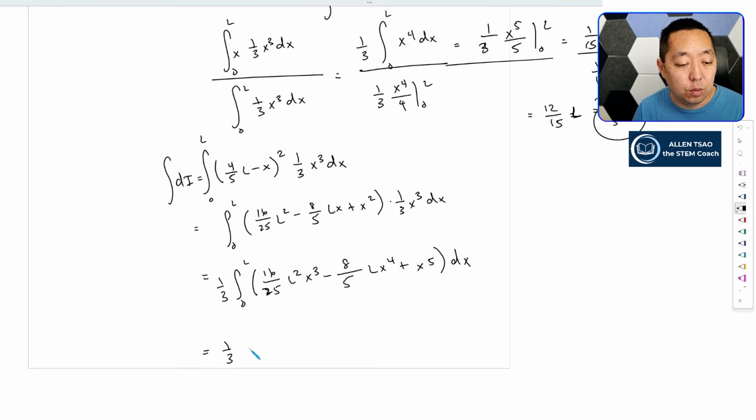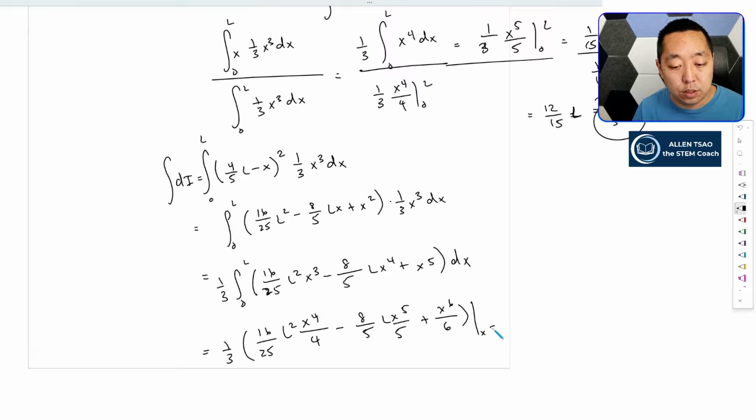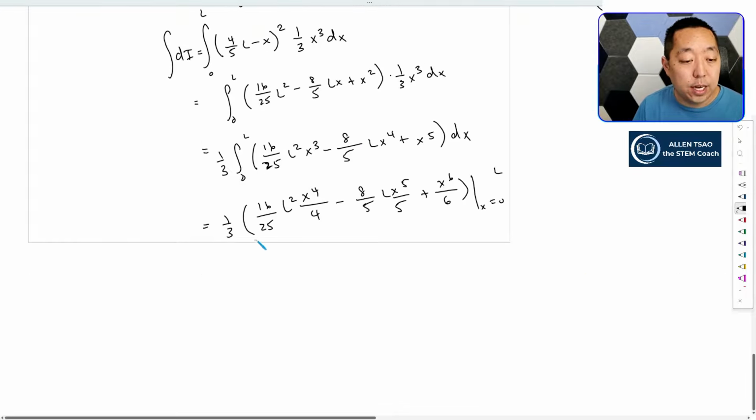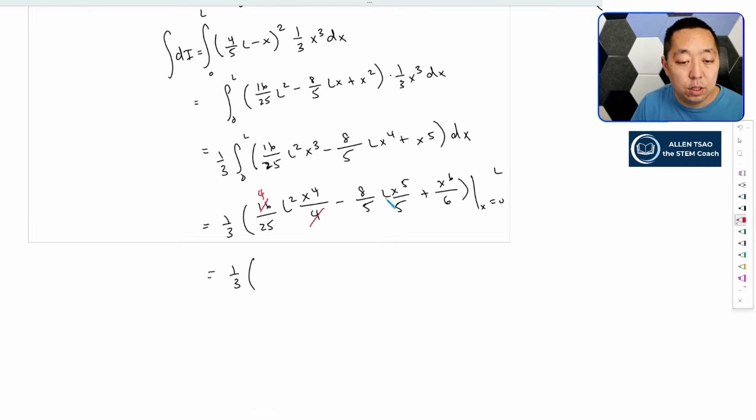And then we're going to now do the power rule. 16 over 25 L squared x to the 4th over 4 minus 8/5 L x to the 5th over 5 plus x to the 6th over 6, from x equals 0 to L. And then let's plug that in. So we get kind of an ugly number. Okay, so let's do a little bit of simplification here. This will make that 4. That will make that 25, and then that will be fine.